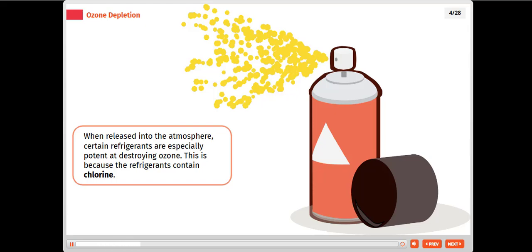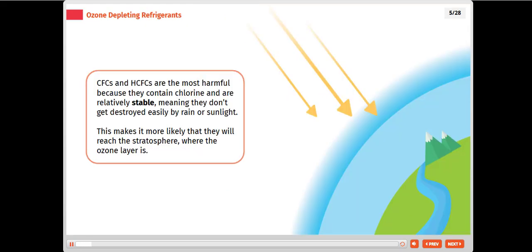When released into the atmosphere, certain refrigerants are especially potent at destroying ozone. This is because the refrigerants contain chlorine. CFCs and HCFCs are the most harmful because they contain chlorine and are relatively stable, meaning they don't get destroyed easily by rain or sunlight. This makes it more likely that they will reach the stratosphere, where the ozone layer is.